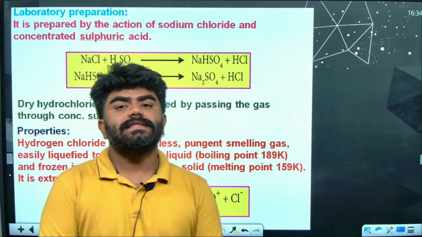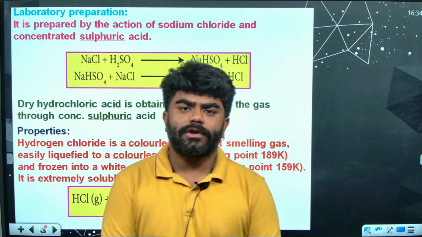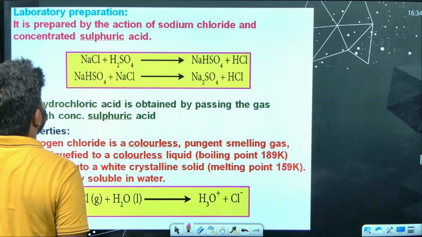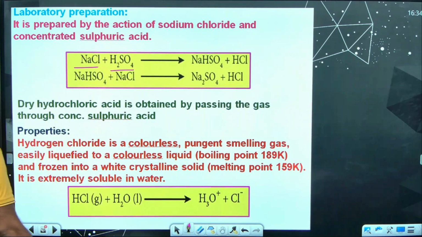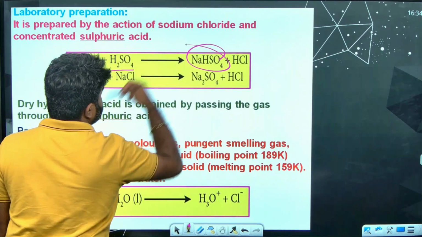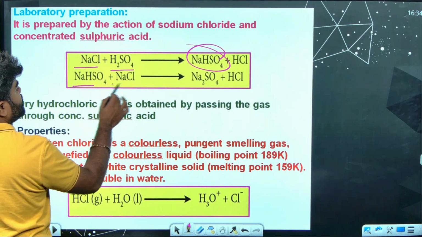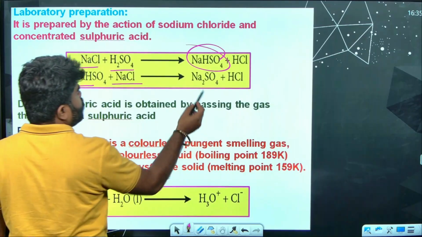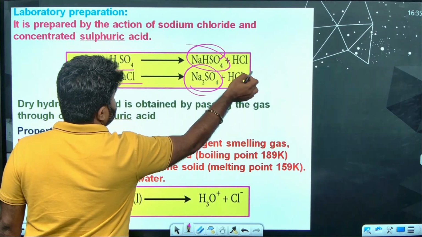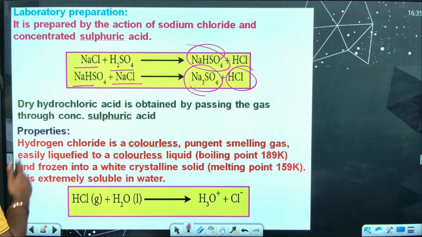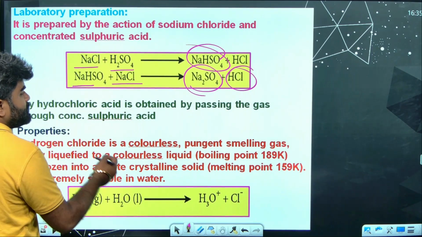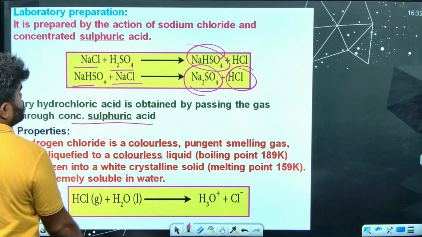Now let us see the preparation of hydrogen chloride. In order to prepare hydrogen chloride, we will take sodium chloride and treat it with sulfuric acid so that it forms sodium bisulfate. So sodium bisulfate, when we treat it with NaCl, we get sodium sulfate along with evolution of HCl. So this HCl is passed through concentrated sulfuric acid.